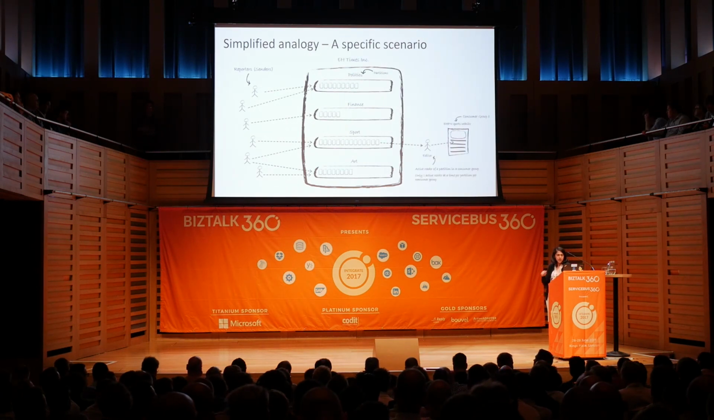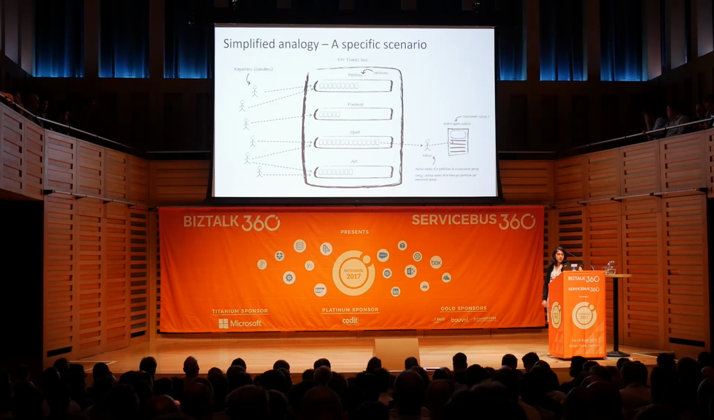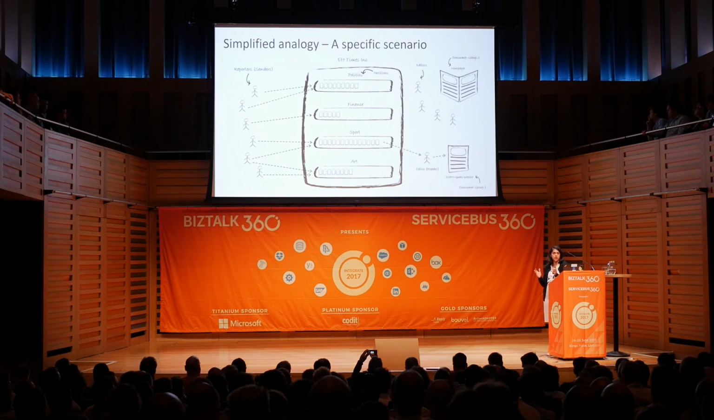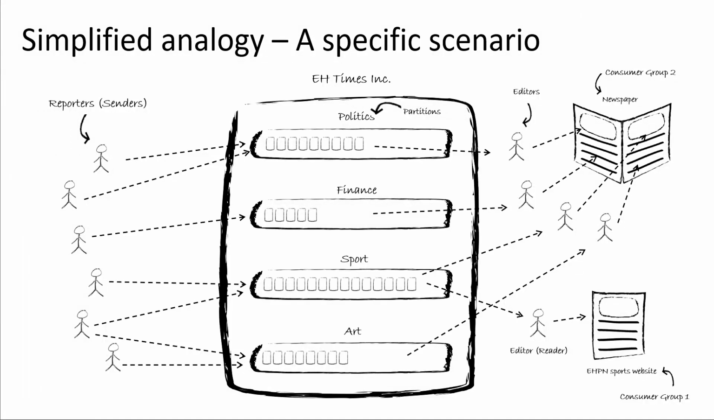The key takeaway is that we can only have one active reader at a time per partition, per consumer group. If you were to read all the partitions, think of editors trying to update a newspaper. All of them read concurrently from all these partitions and update the newspaper. This is a simple analogy of how Event Hubs partitions work, and how Event Hubs lets you read in parallel at the same time on the receiving end.